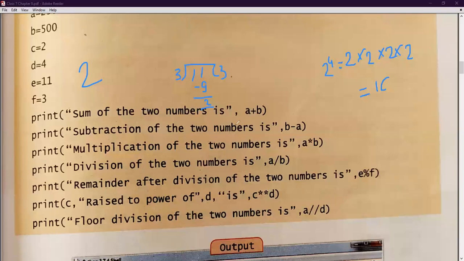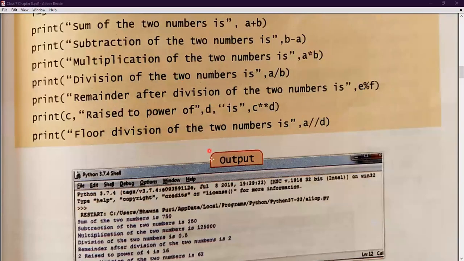And the next arithmetic operator is floor division by D. That means whatever the output will be, it will come into the proper integer form. Okay, so I hope that you are clear with this arithmetic operator. Right. Here you can see.